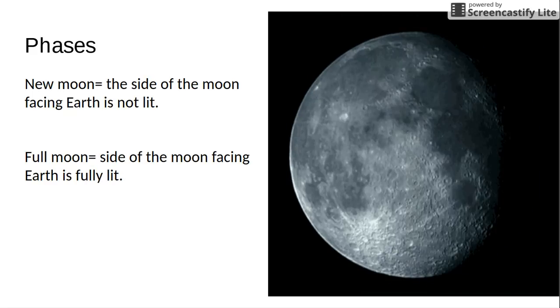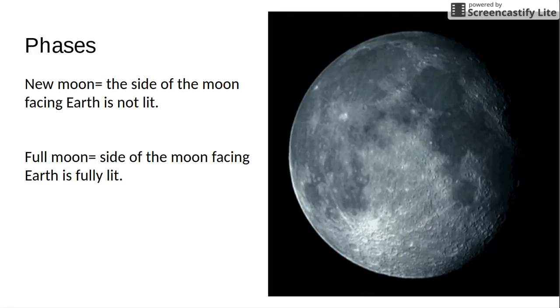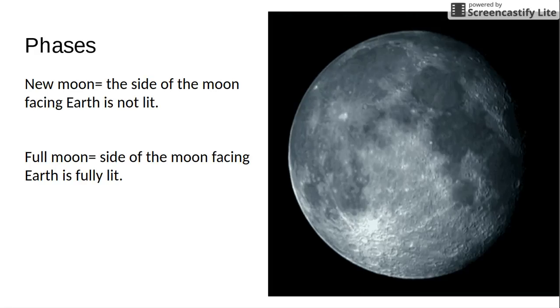So the two main phases that we think about when we think about the phases of the moon are the new moon, which is when the side of the moon facing the Earth is not lit, and the full moon, which is when the side of the moon that's facing the Earth is fully lit.